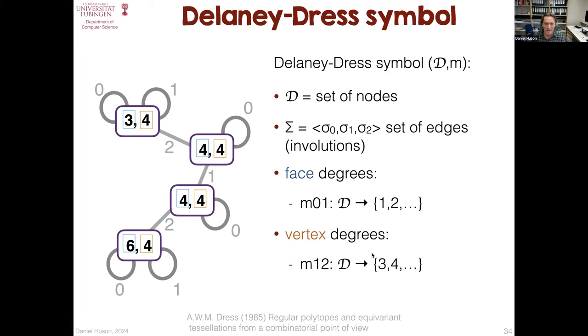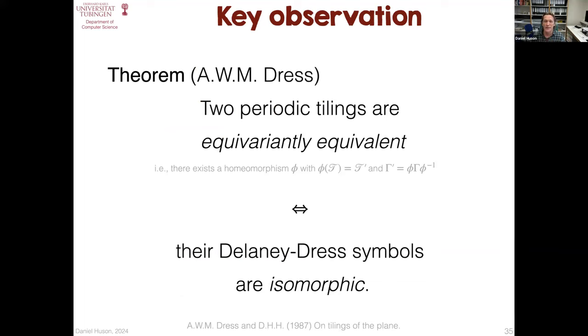And why do we care about this particular construct? Because two periodic tilings are equivalent if and only if the Delaney-Dress symbols are isomorphic, and equivalent in the sense that there's a homeomorphism that maps the one tiling onto the other and preserves the prescribed symmetry group. So you've got topologically the same tiles, and you have a symmetry group that acts on them in a compatible way. So if your interest is to classify certain types of tilings, you can address that by concentrating on the corresponding Delaney-Dress symbols, these graphs. To enumerate tilings with certain properties, enumerate the corresponding graphs with the corresponding properties.